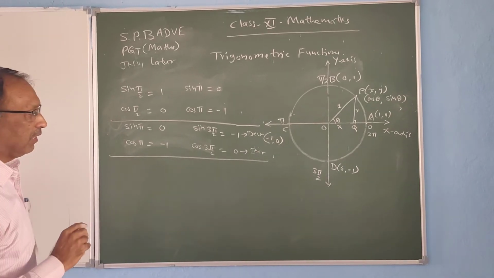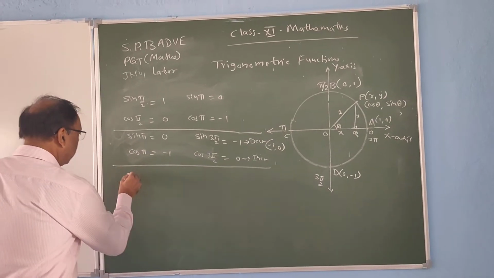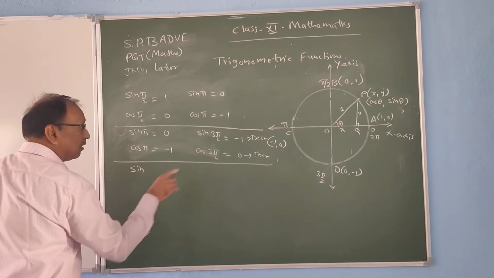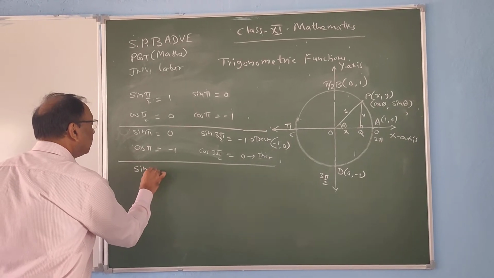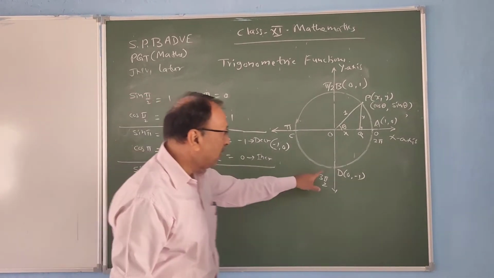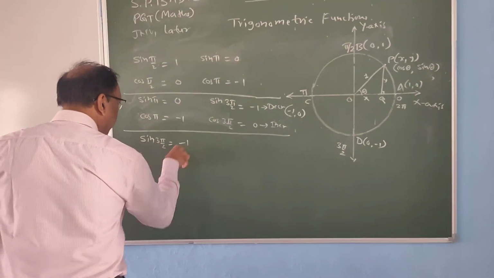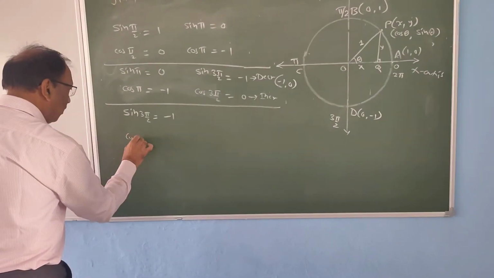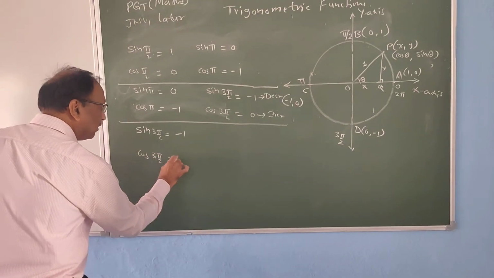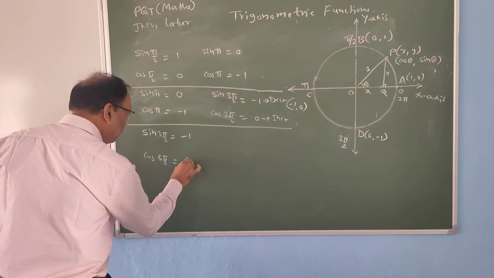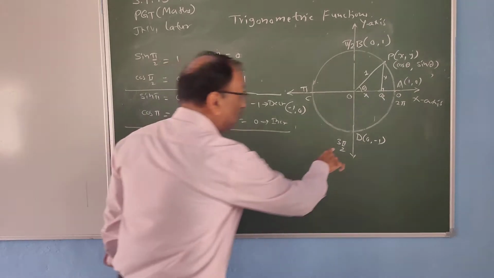Now, in fourth quadrant, let's see, sin 3 pi by 2. In fourth quadrant, 3 pi by 2 to 2 pi. So, sin 3 pi by 2 is minus 1. Cos 3 pi by 2 is 0.